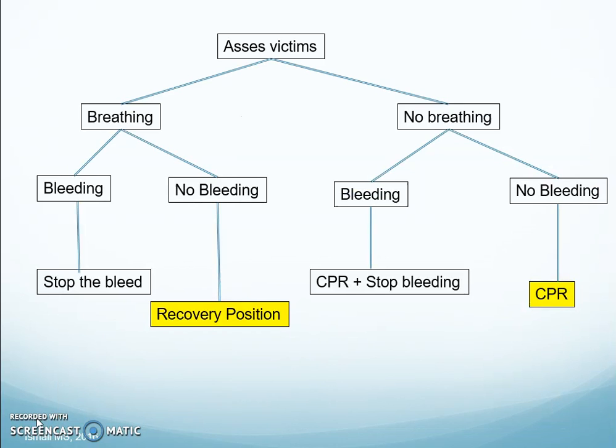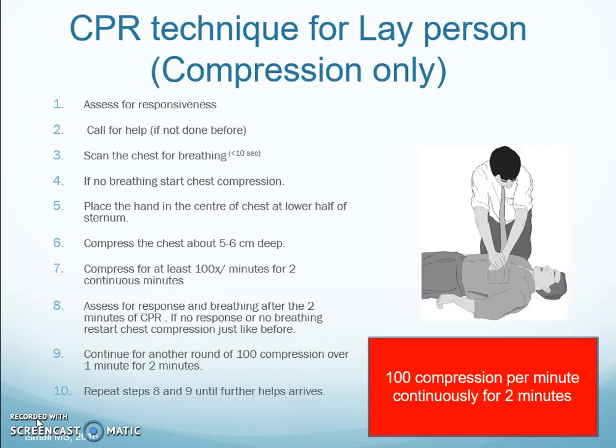Now, this is a simple diagram to show what you need to do. In doing CPR for a layperson, we will concentrate only on a technique called compression-only CPR. These are the 10 steps you need to do. You need to assess his responsiveness, call for help, and then when you notice that he's not breathing, you start the chest compression by placing your hand at the center of the chest, at the lower half of the sternum. You have to compress about 5 to 6 centimeters deep, and you have to go at the rate of about 100 compressions per minute for 2 continuous minutes.